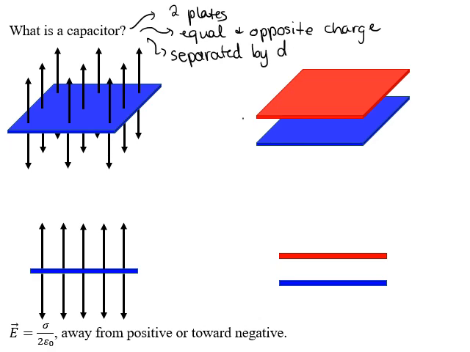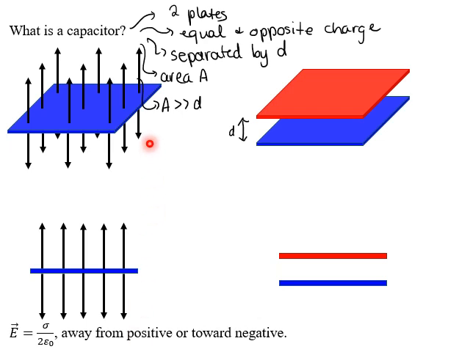And that distance d is always a good bit smaller than the area of the plates. So the area of the plates we might call A. And the area or the linear dimension of the plates is much bigger than d. So something we'd like to figure out is the electric field in the vicinity of a capacitor.